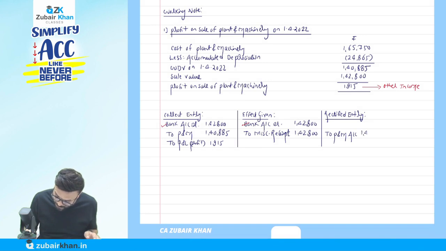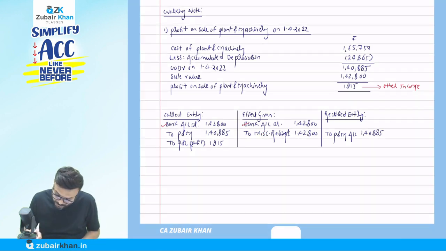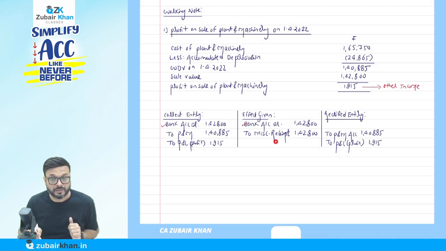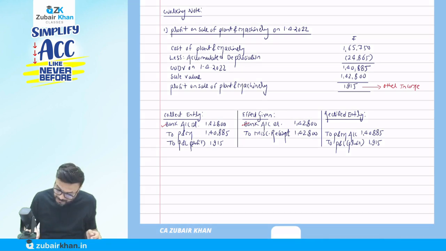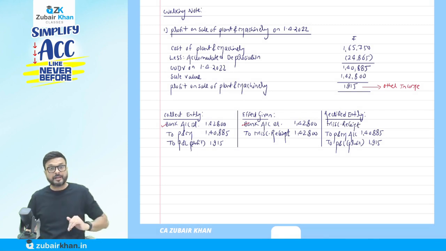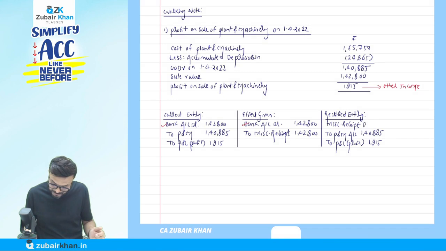It is coming to 1,48,885. Now here we have to debit the P&L account, but they have not debited it here. So we have to debit it to the profit and loss account. This is the loss here, 1915. Then they have credited the miscellaneous receipt account. So to cancel it, what do we have to do? We have to debit the miscellaneous receipt account. They have wrongly credited it, so anything we have credited wrongly, to cancel it we have to give the reverse effect. So miscellaneous receipt account should be debited.